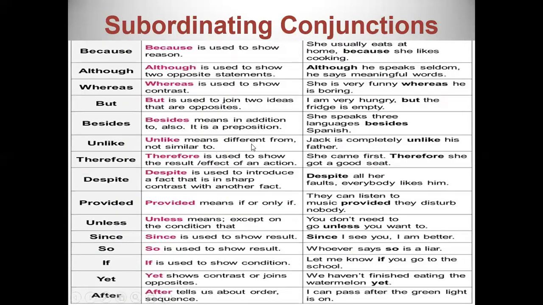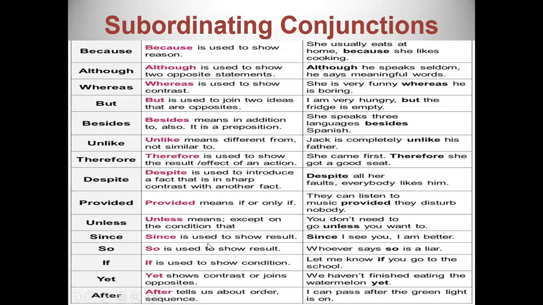Unlike means different from, not similar to. Therefore is used to show the result or effect of an action, like she came first, therefore she got a good seat. So this is the effect: why she got a good seat. Despite is used to introduce a fact that is in sharp contrast with another fact. Provided means if or only if. Unless means except on the condition.